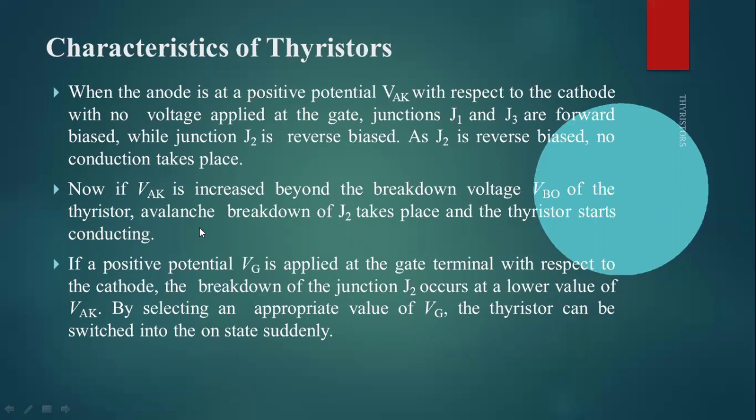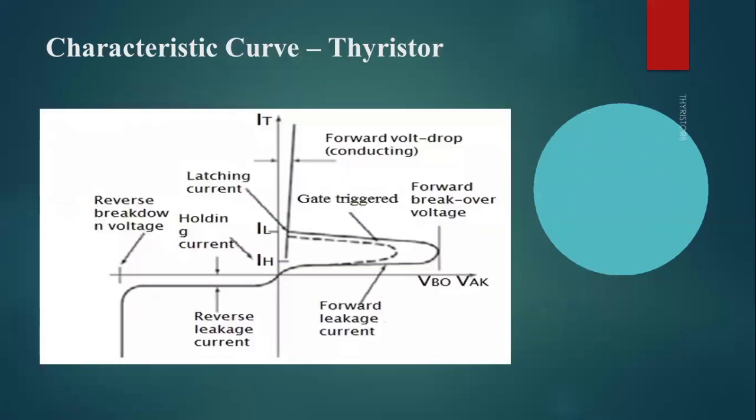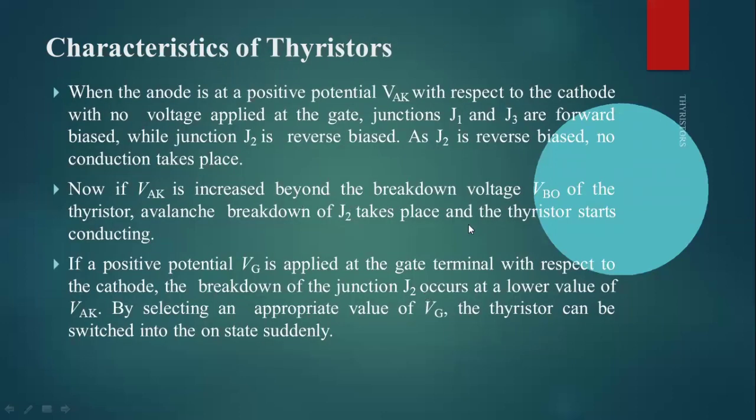Now, if VAK, that is the anode to cathode voltage, is increased beyond the breakdown voltage VBO of the thyristor, avalanche breakdown of J2 takes place and the thyristor starts conducting. As you can see here, this is VBO, the forward breakover voltage. If VAK is increased beyond VBO, then J2 starts conducting.